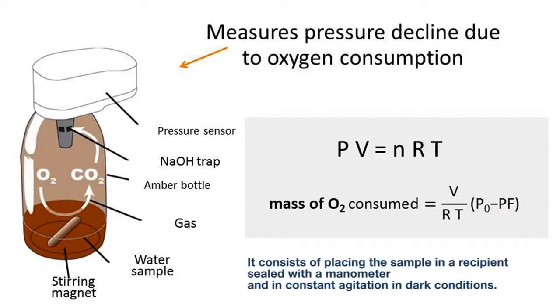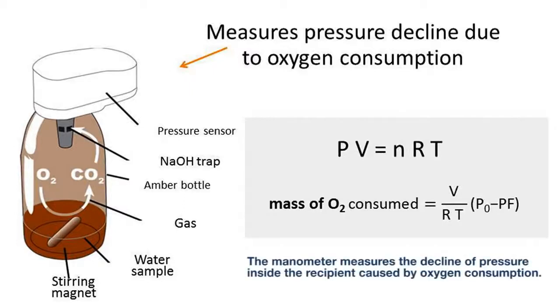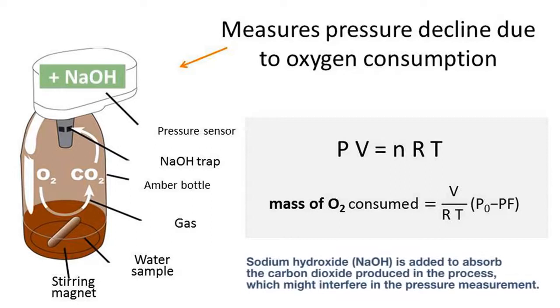It consists of placing the sample in a recipient sealed with a manometer and in constant agitation in dark conditions. The manometer measures the decline of pressure inside the recipient caused by oxygen consumption. With the measured decline of pressure, the mass of oxygen that has been consumed is calculated using the ideal gas law. Sodium hydroxide is added to absorb the carbon dioxide produced in the process, which might interfere in the pressure measurement.